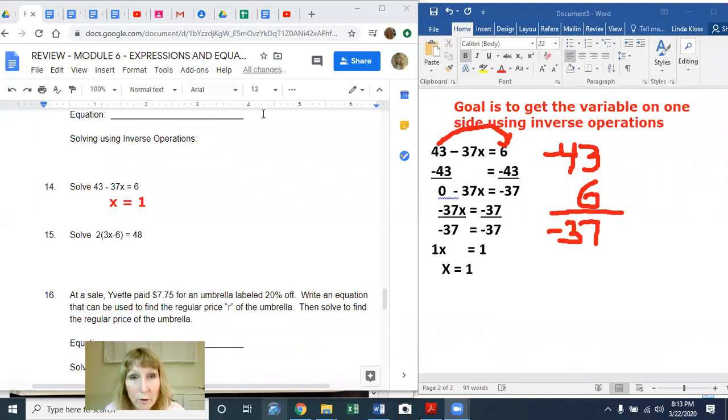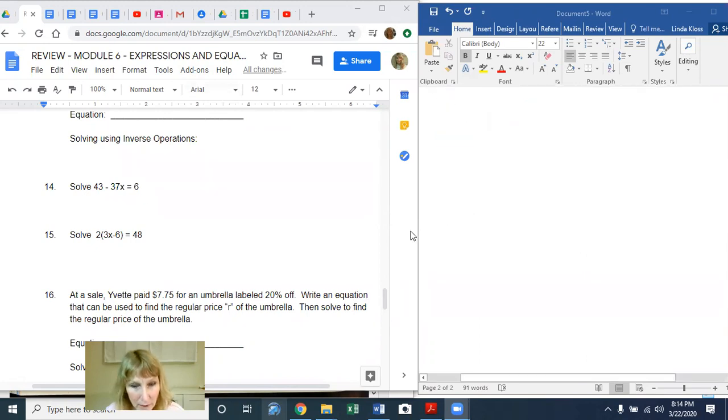So when you're first learning algebra, it's a really good idea to do one step at a time. Later, when you get really good, you can probably combine a couple of steps. So that's number 14. If you need to pause the video at this time, go ahead. I'm going to clear it, and then we're going to go on to number 16. Okay, number 16.